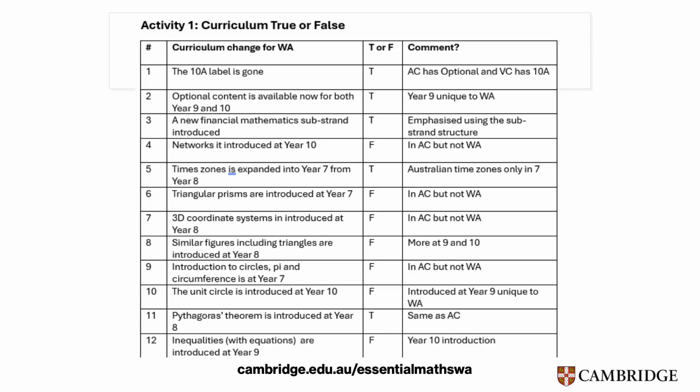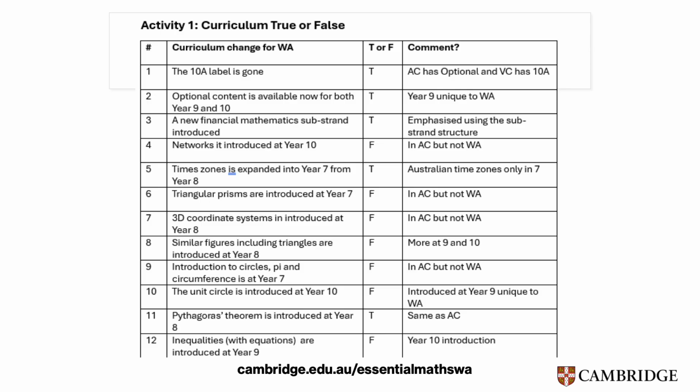Time zones is expanded into year 7 from year 8. This is true for Western Australia. It's a really nice move because it spreads that curriculum content out very nicely. Triangular prisms, bit of a trick question, number 6. It's actually false. True for AC, but false for WA. Same for 3D coordinate systems. Cleverly, WA did not put that in year 8.